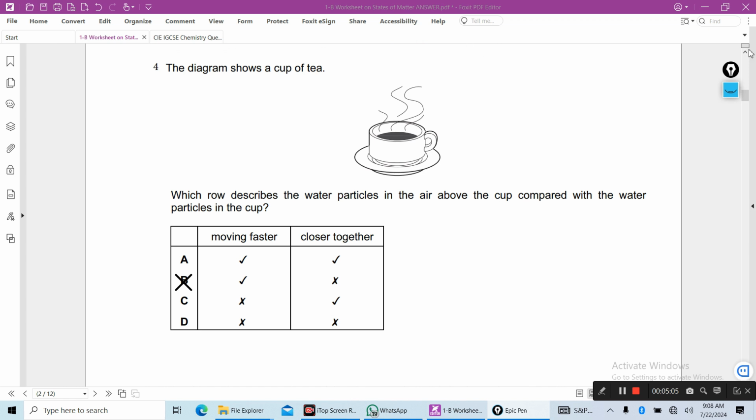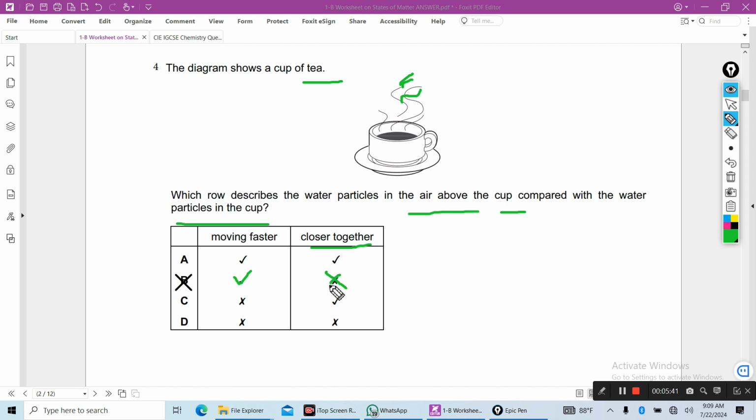Next. The diagram shows a cup of tea. Which row describes the water particles in the air above the cup compared with the water particles in the cup? So here the water particles above the cup are moving faster. Yes, this is gas, so the molecules move faster, and close together, no. Here in gas, particles go far apart, so this is wrong. B is the correct answer. Moving faster, and they are not close together, that's why this has a cross sign.